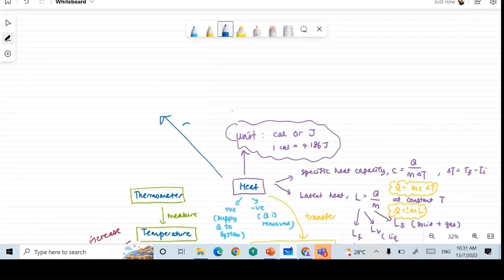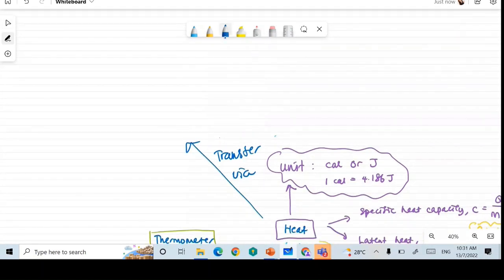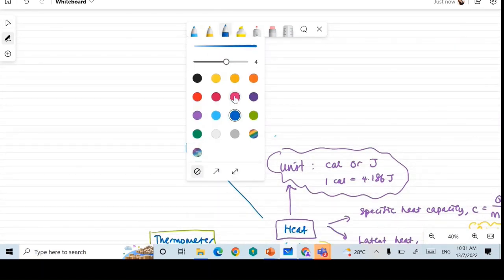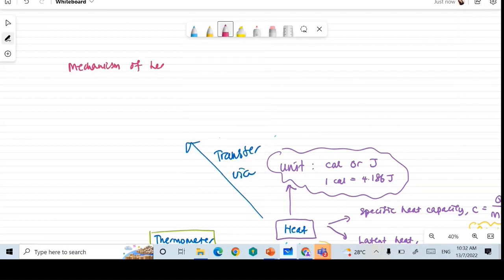Heat can be transferred via a few mechanisms. Okay, what are the mechanisms? Mechanisms of heat transfer. We have three mechanisms that we have learned so far. The first one is called conduction. Conduction means direct physical contact from the source of the heat to a particular object.